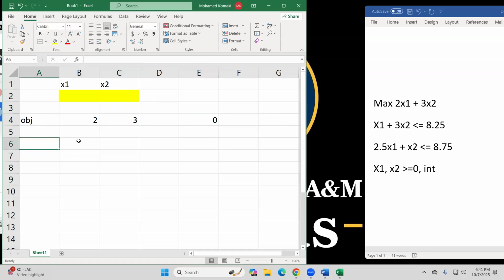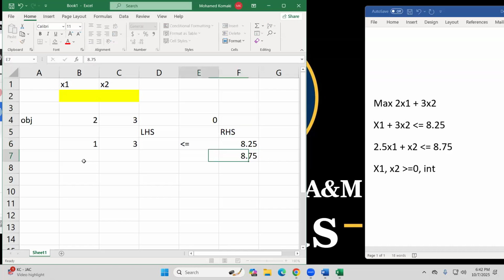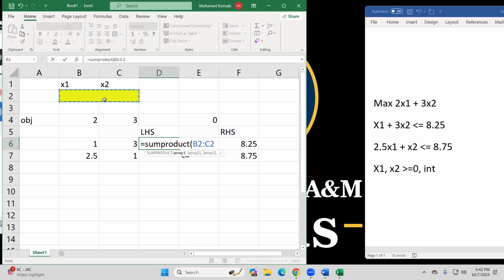Now the constraints are 1 and 3. So this is going to be my left-hand side, and both are in the form of less than or equal, and this is the right-hand side. And it's 8.25 and 8.75, and it is less than or equal. And the constraints are 2.5 and 1. So this is the sum product of decision variables times constraints. Okay.